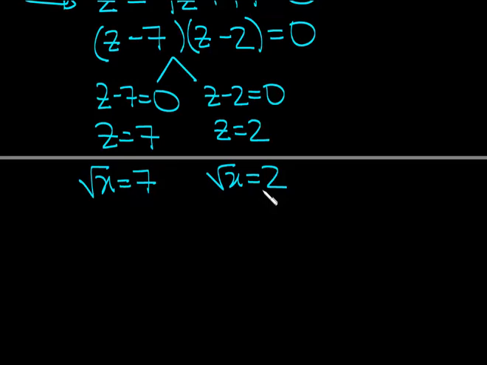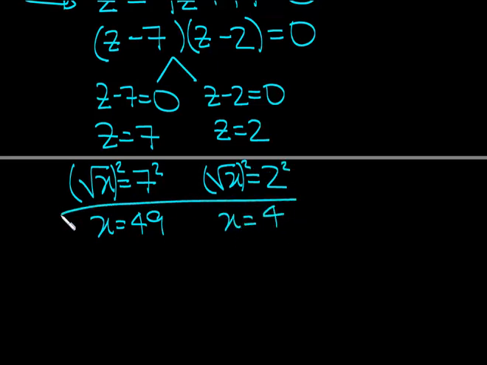How do we get rid of a square root? We did a whole section on that, a whole bunch of problems earlier today. To get rid of a square root, we isolate the square root and square both sides. The square root is already isolated, so let's square both sides. Here we get x is equal to 49. I do the same thing, square both sides, so I get x is equal to 4. And those are your answers.